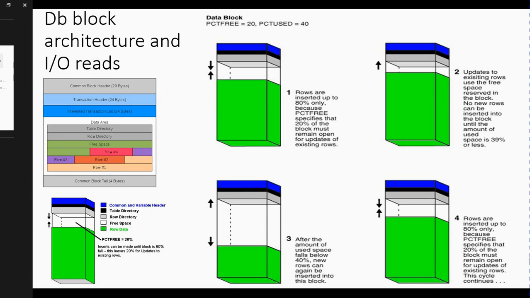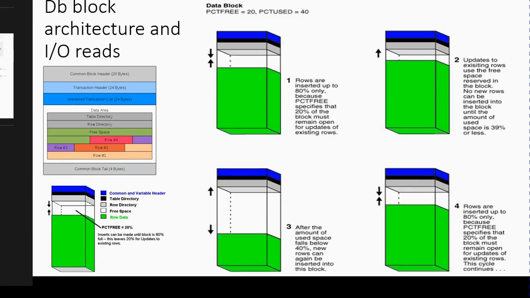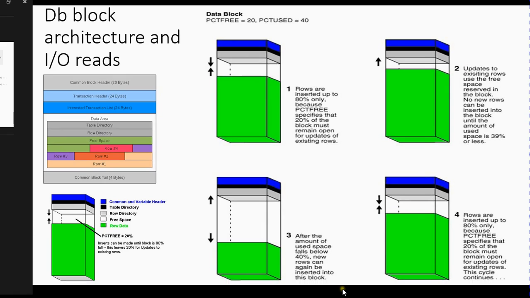Last time when I left off, I was showing you how to look at which sessions are responsible for locks inside of Oracle. So now I'm going to go into more detail on what the database block is and how I/O reads inside of Oracle occur. In terms of the database block, you have rows.